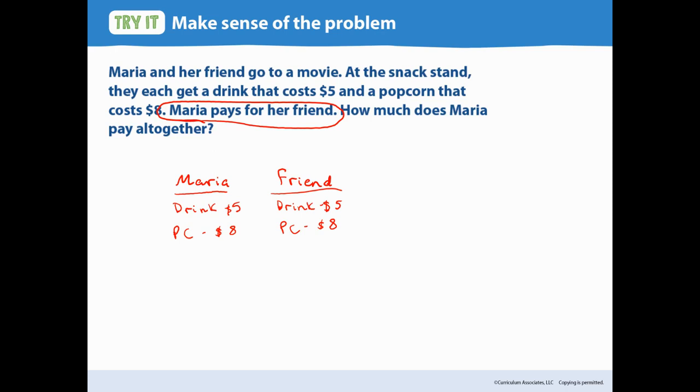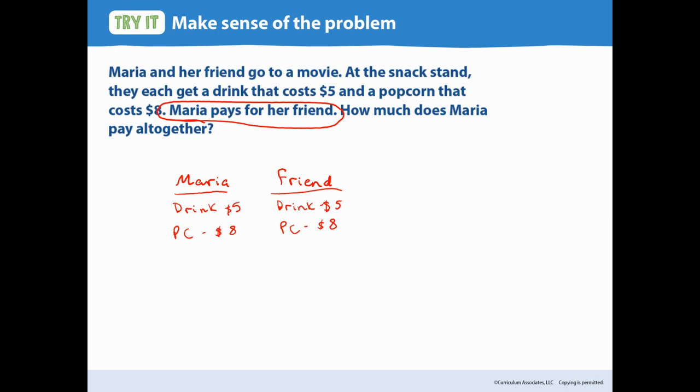All right, guys. So we got Maria and her friend here at the movies. We're trying to figure out how much they spent, or how much Maria spent for her and her friend. So each friend has a drink that's $5 and a popcorn that is $8. Maria pays for all of it. How much does she pay altogether?